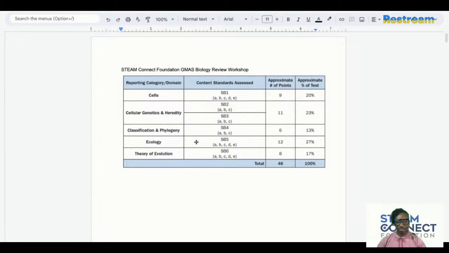So the heaviest area is going to be ecology, and that's going to be standard 5. The next is going to be cells. The next is going to be genetics and then cells. And so we'll hit those 3 units really heavy while we're together for this time. And then we'll throw in a couple of questions as it relates to evolution and a couple of questions as it relates to classification. Okay. Any questions you have for me before we get started?